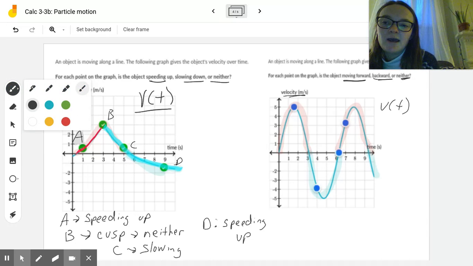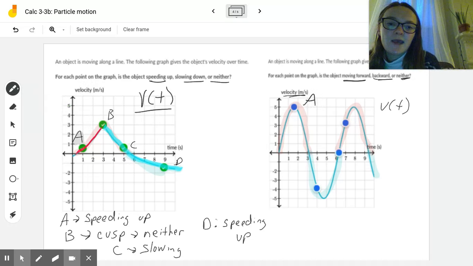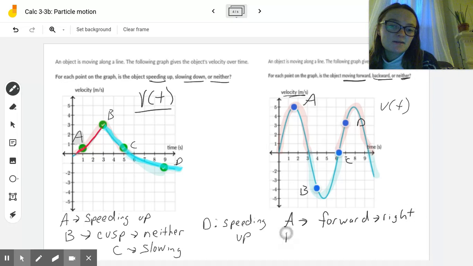And so let's go ahead and answer these quickly. So A, B, C, and D. All right, so A is going to be moving forward. We could also say it's moving right, and that's because it's above the x-axis. For B, I would say it's moving backwards because it's below the x-axis. It's also code word for left.